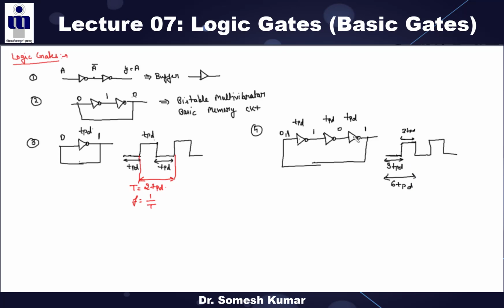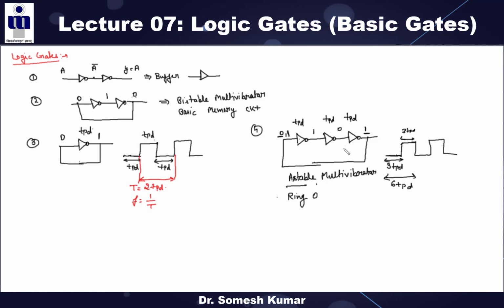This circuit is also called, here the input and the output are not the same, meaning the state does not remain stable. That's why this type of circuit is called the astable multivibrator. In the bistable multivibrator, the input and output remain the same and the state remains stable, while in the astable multivibrator the states will not remain the same. So this is the difference. This is also called the ring oscillator.